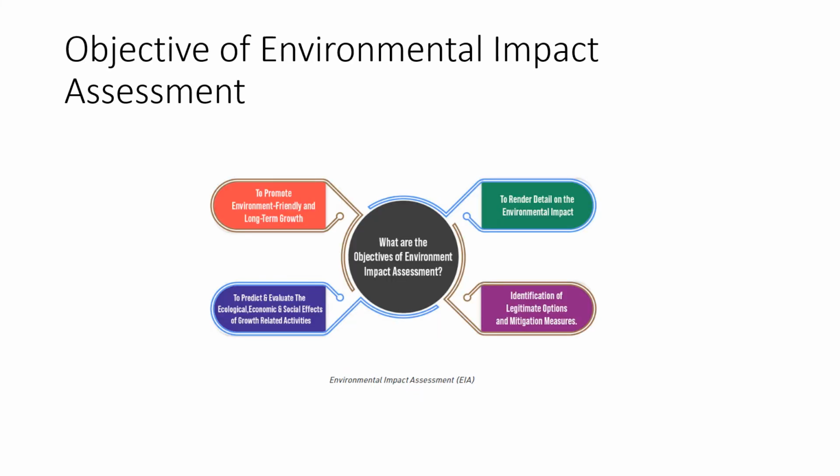This is about what this environmental impact assessment is. Basically, what is the impact of the environmental aspects of your project or operations. So what are the 3-4 things? One is, if you do the environment impact assessment, it will help you to render detail on the environmental impact. Then what are the legitimate options and mitigation to reduce the impact, and how to predict and evaluate the ecological, economic and social effects of growth related activities, and how to promote environment friendly and long-term growth.